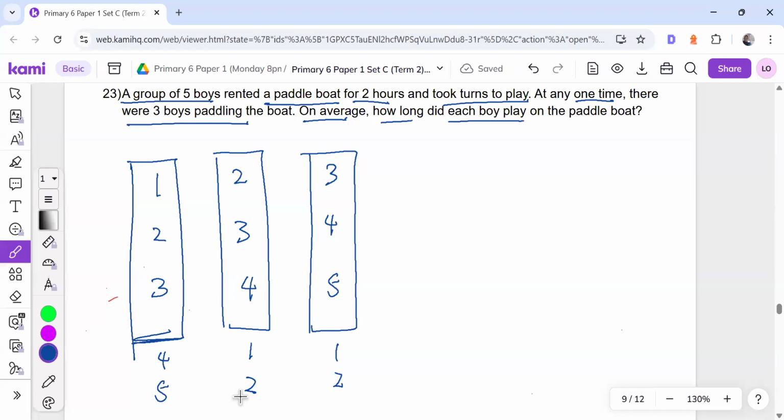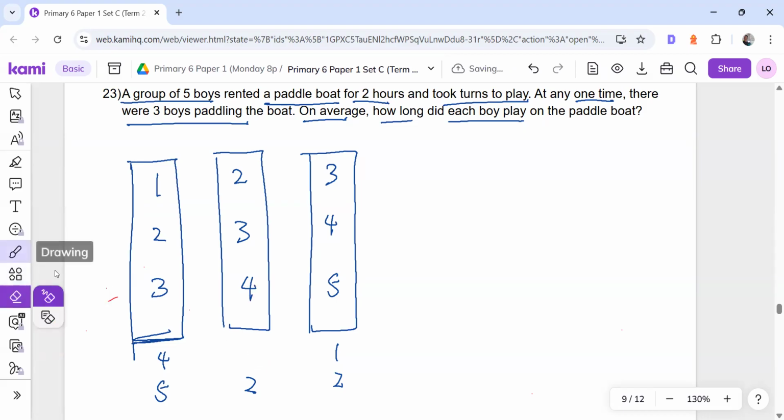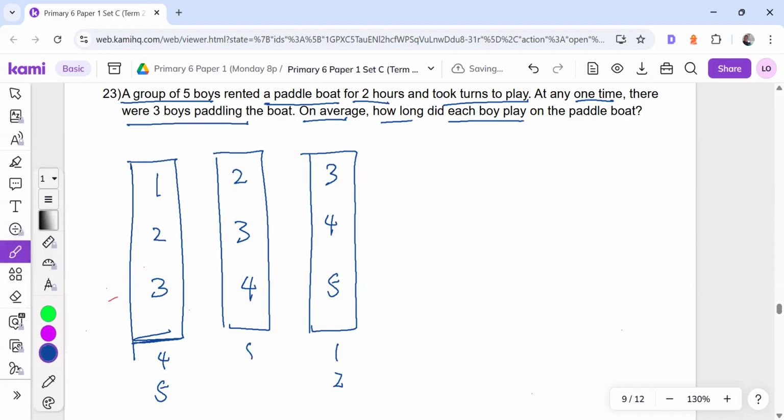2, 3, 4, 1, 2, 3, 4, 5, 1, 2. 1, 2, 3, 4, 5, 2, 3, 4. Oh, Mr. Down making 5. Okay, there's a 5. Okay, Mr. Down counted wrongly. 5 and 1. Then 3, 4, 5, 1, 2. Understand how I get the numbers?